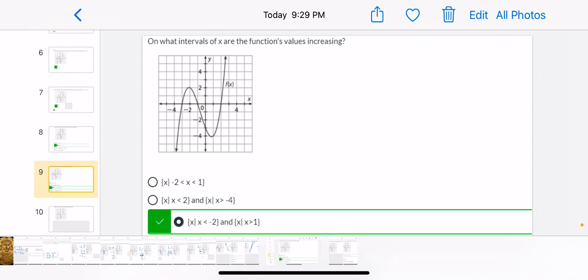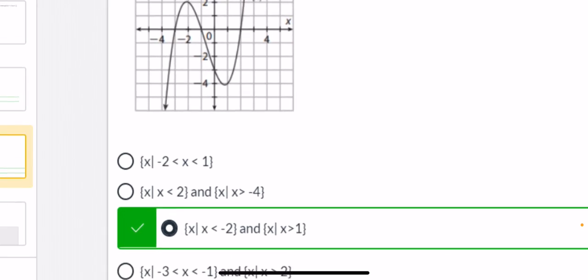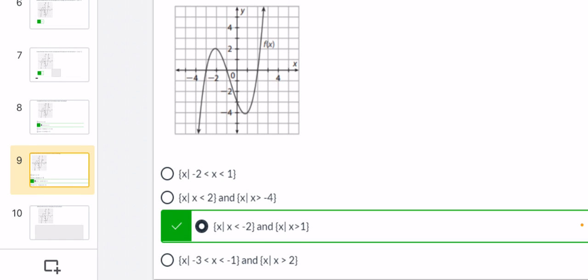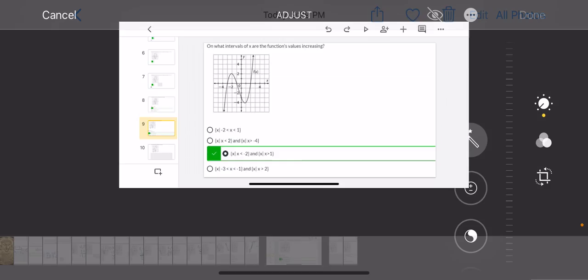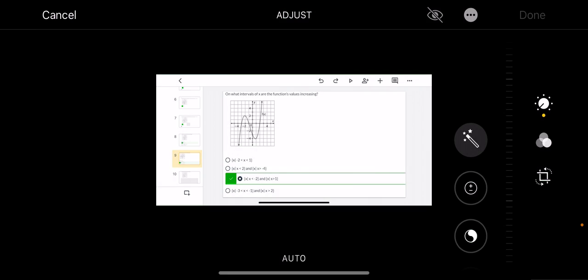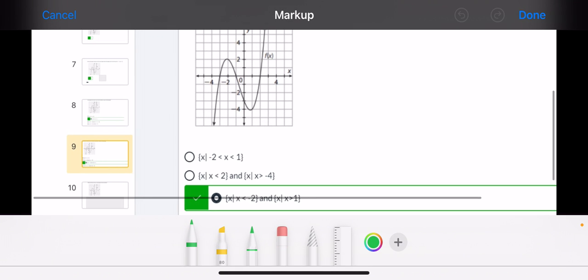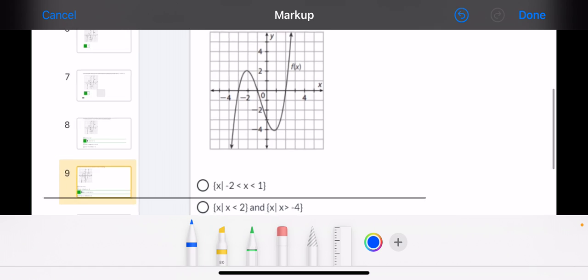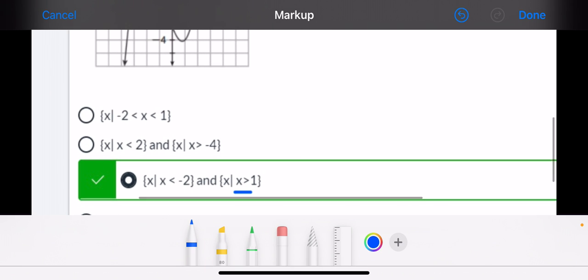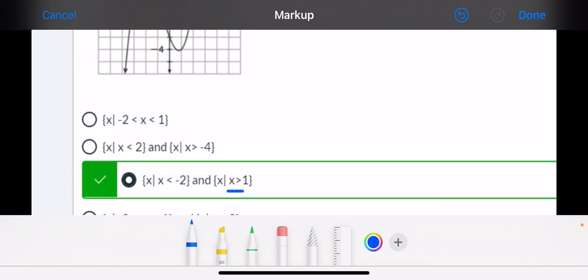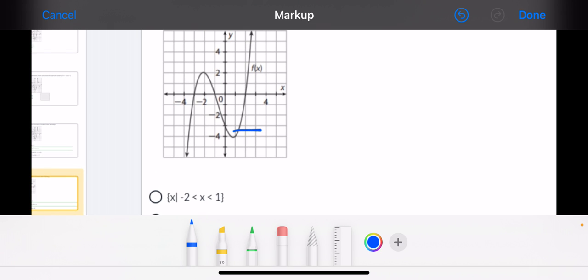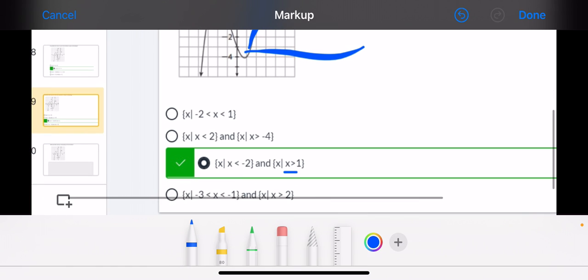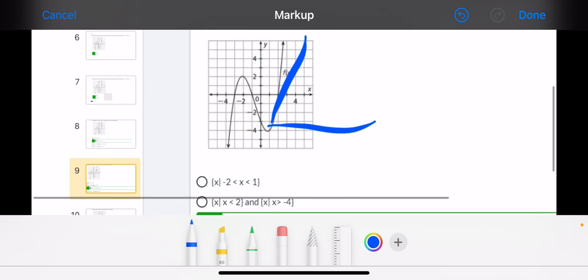Or you can write it like this. Here, I'll show you how this makes sense. Since x is anything greater than 1, that practically means anything this way from 1, which it does. And then x less than -2 means anything this way. So yeah.